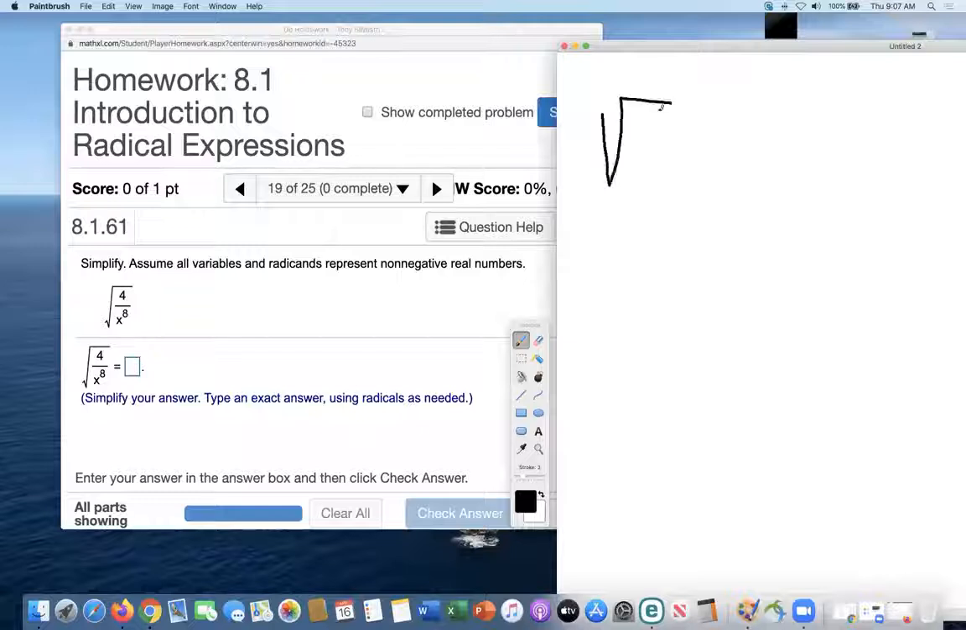What do you think that answer is? Square root of 4 over x to the 8th. There's not much you can do with 4 over x to the 8th. You can't simplify it, right? What can you do? Rip it up into 2 parts, top and bottom, separate square roots. I get the square root of 4, which is 2, over the square root of x to the 8th. I could take half of 8 to give you x to the 4th. There's your answer for that problem.